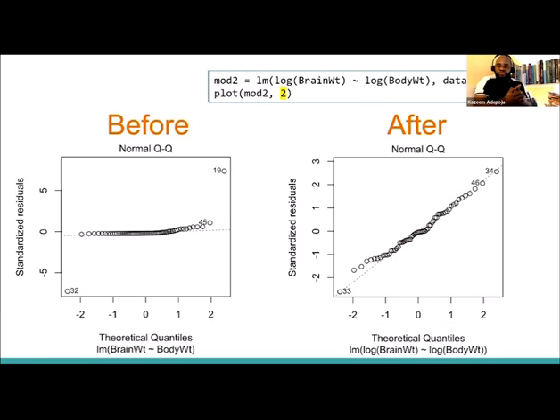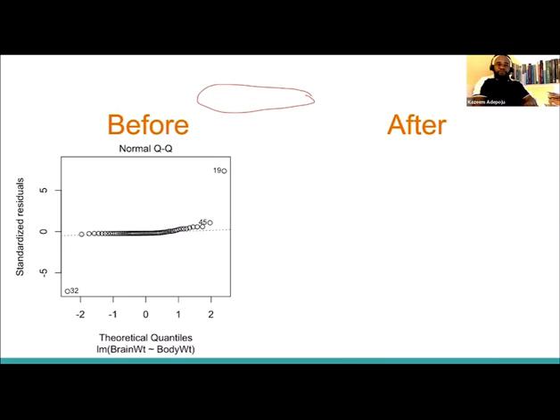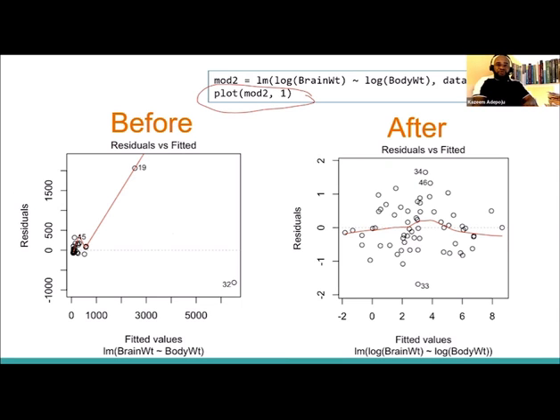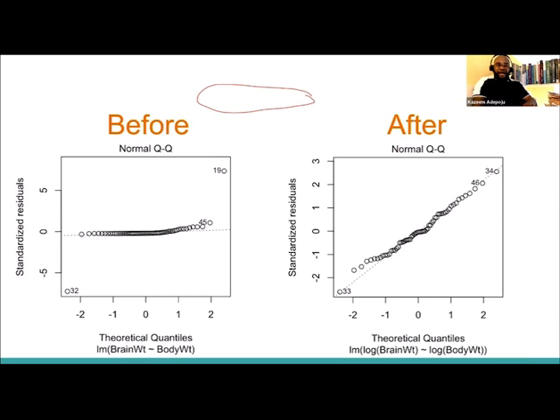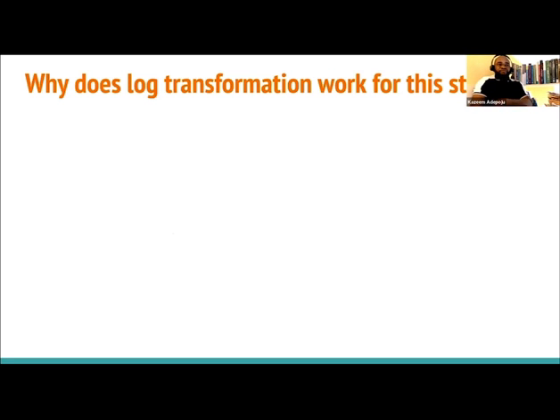And of course, if you want the code in R, this is the code. You write plot(model, 2), which will give you the normality plot, and plot(model, 1) will give you the residual plot. Take a look at that. Everything is fine. When you look at the normality and the linearity, take note of that. So why does log transformation work?